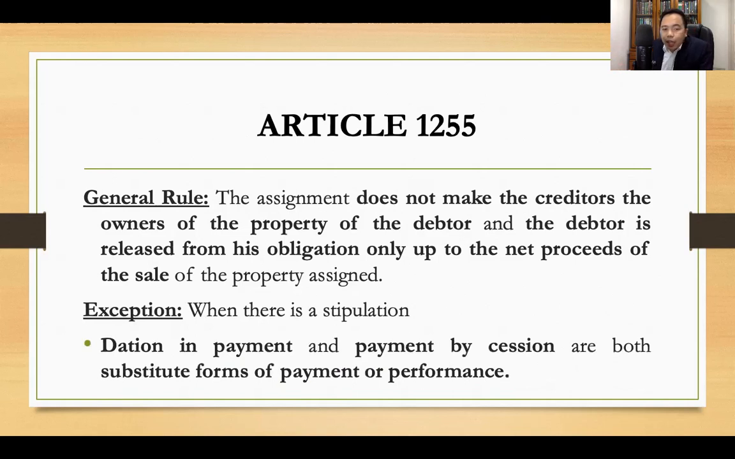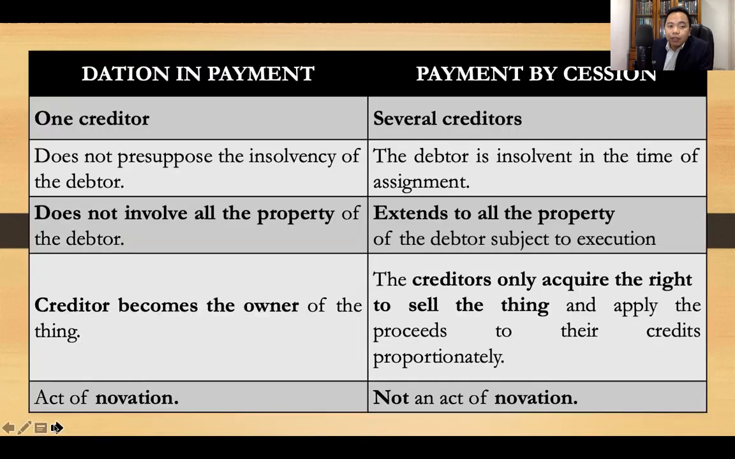Okay. Take note, class, that dation in payment, or what you call dacion en pago, and payment by cession are both substitute forms of payment or performance. Kasi class, in both dacion en pago and payment by cession, instead of payment of a sum of money, what is being paid is or are properties of the debtor. Okay, which is why they are considered as substitute forms of payment or performance.